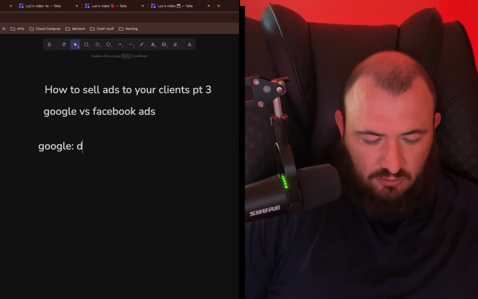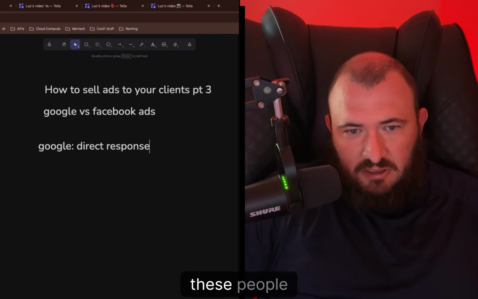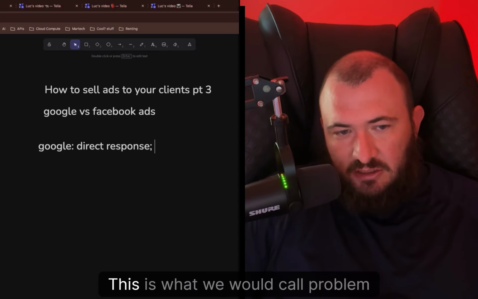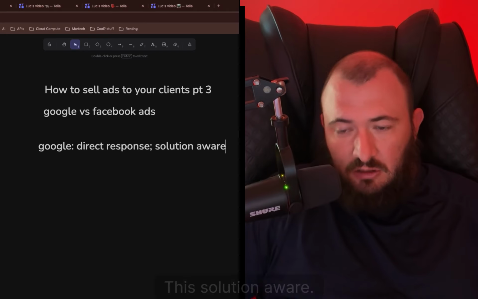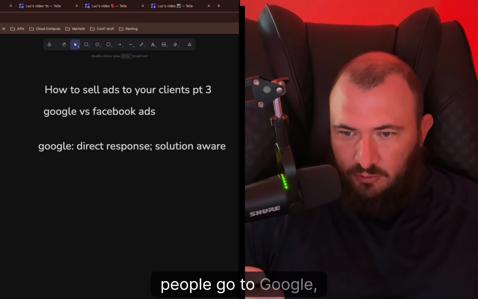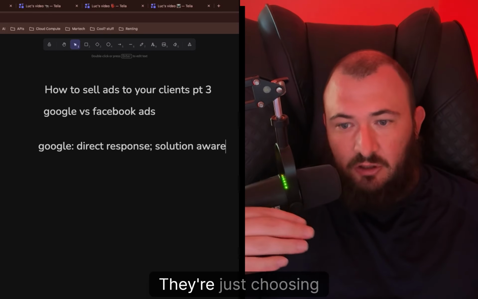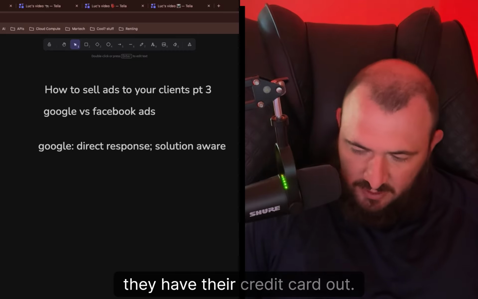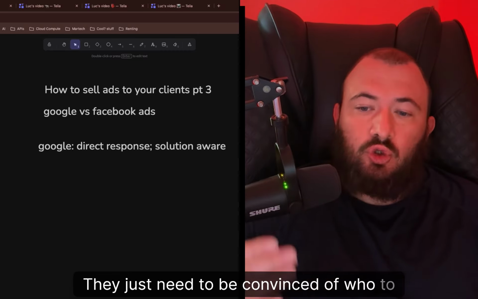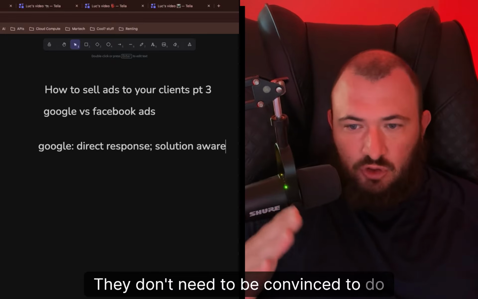So Google is direct response, basically. Like these people have their card out. This is what we would call problem aware, or rather, sorry, this is actually solution aware. This solution aware market, people go to Google. They know they need Google ads, right? They're just choosing who is going to provide them that Google ads. So they have their Google ad service. They have their credit card out. They just need to be convinced of who to go with. They don't need to be convinced to do Google ads, right?